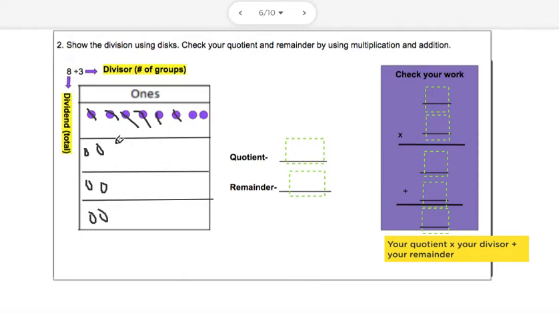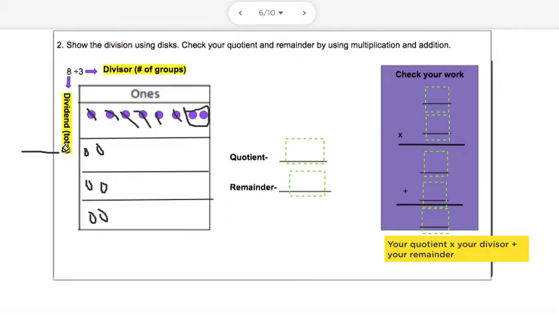All right, I have 2 more. Uh-oh. Do you see the same thing Miss Turner sees? Can we do that? That doesn't look right. Yeah, we can't do that because we won't have another disk for our last group. So we cannot distribute those last 2. So what will these 2 be? What will we call them? Starts with an R. Yes, our remainder. Go ahead and box in that remainder.